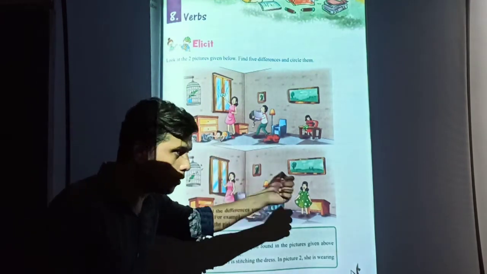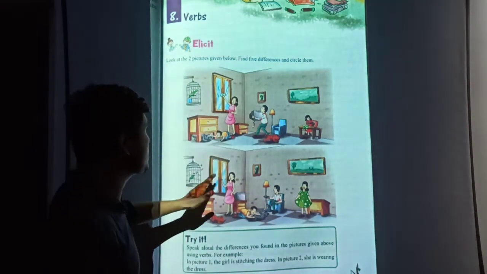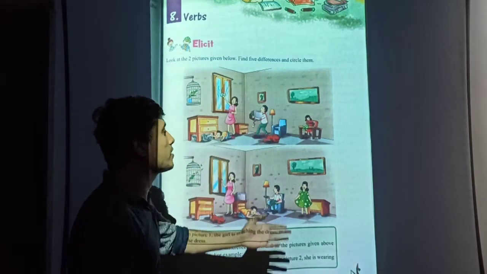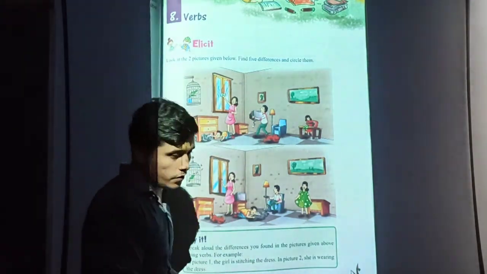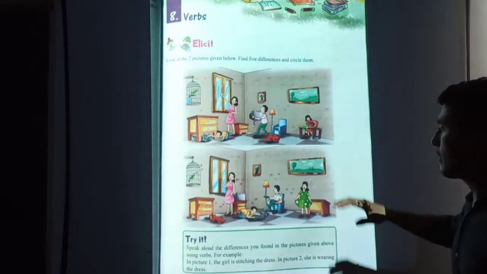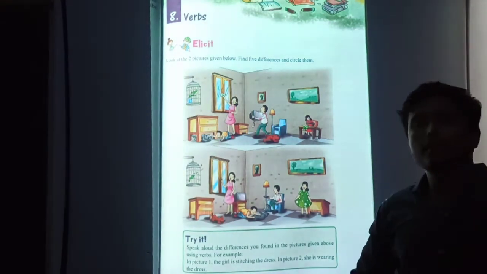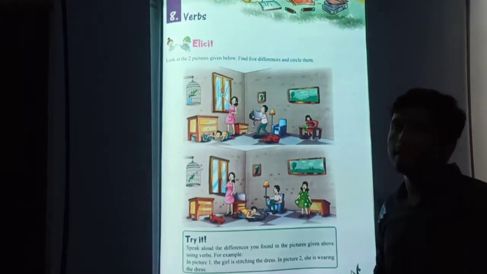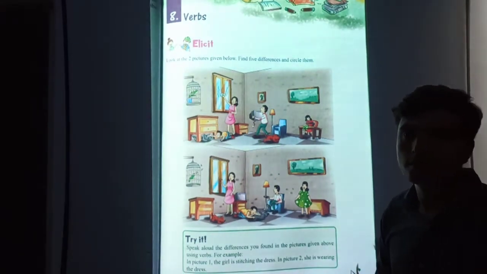Here he is taking out this, and here he is playing. She is cleaning, she is closing. Now he is holding the TV, he is playing the TV, like this. These are the words showing action in these pictures, and like this we can make out the differences between both pictures. So students, let's move on to the text part of this lesson, which is very important to read and learn.